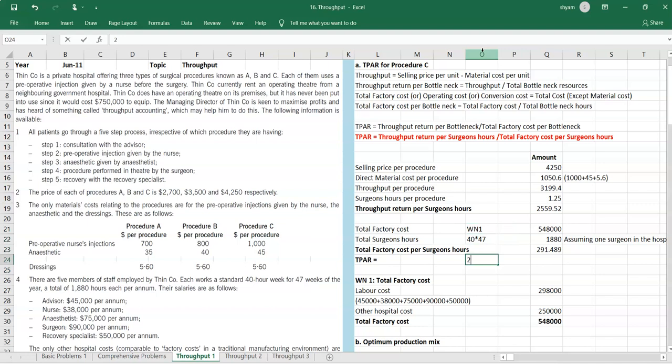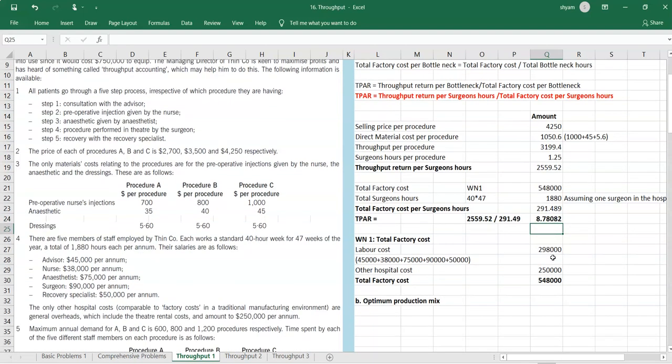TPAR will be 559.52 divided by 291.49. So the answer comes to 8.78. So that's about the TPAR that we have found out.